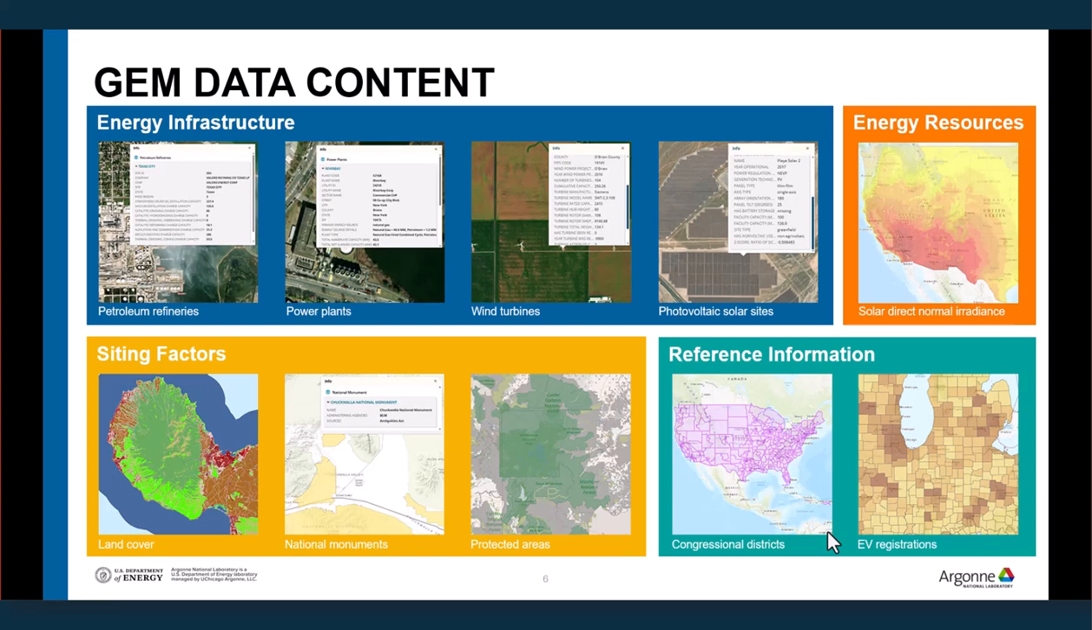The last category is reference information, and that's a little bit more miscellaneous, but things like boundaries and congressional districts being one example can be relevant to decision making about energy. And then others depict status or condition of certain things, and EV registrations is one that we have available just to show the rate of adoption of electric vehicles, at least based on their vehicle registration records throughout the US.